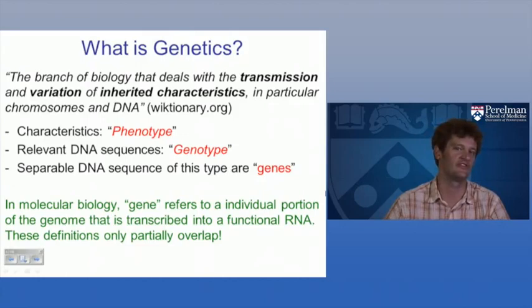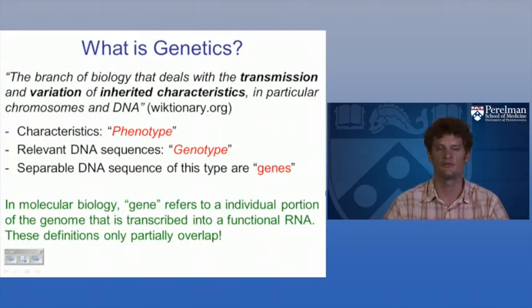The term we use for those is phenotype. So that would be something like eye color, hair color, whether you have cystic fibrosis or not, et cetera, et cetera. Then there's the genotype, and that's actually the underlying DNA sequences that control your phenotype. So in total, your phenotype is really the sum of all of the different characters that you have that are controlled by your genetics.